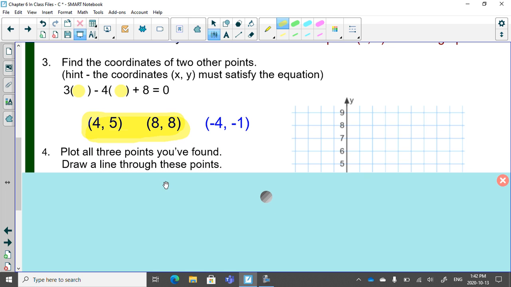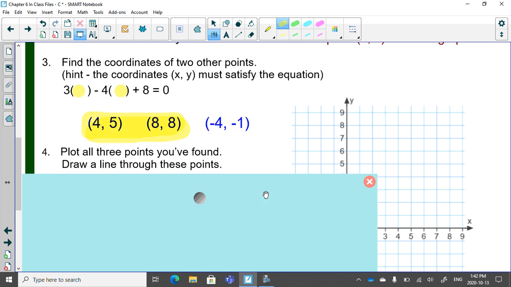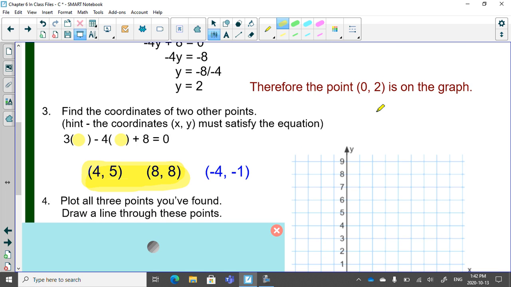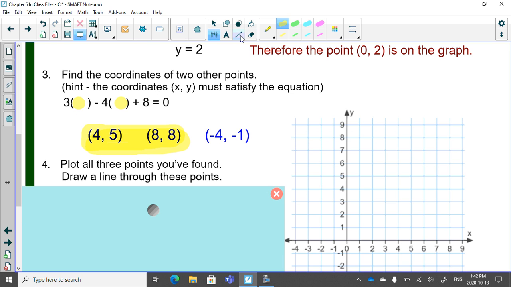So the next part says plot all 3 points that you have found on your grid. And you guys have a grid there, and I'm going to start with (2, 0). That was the very first point that I found, the y-intercept. So let's plot that point. I'll use green right here, so (2, 0), right there.